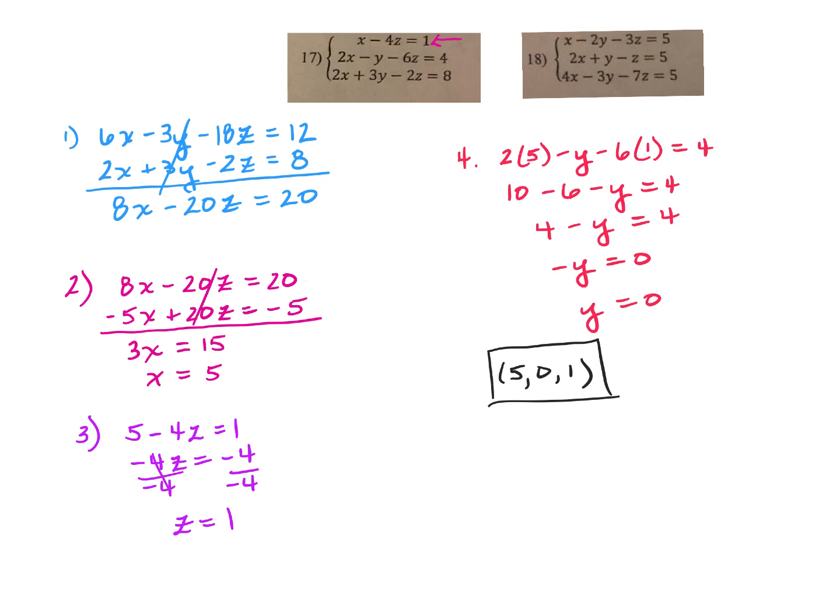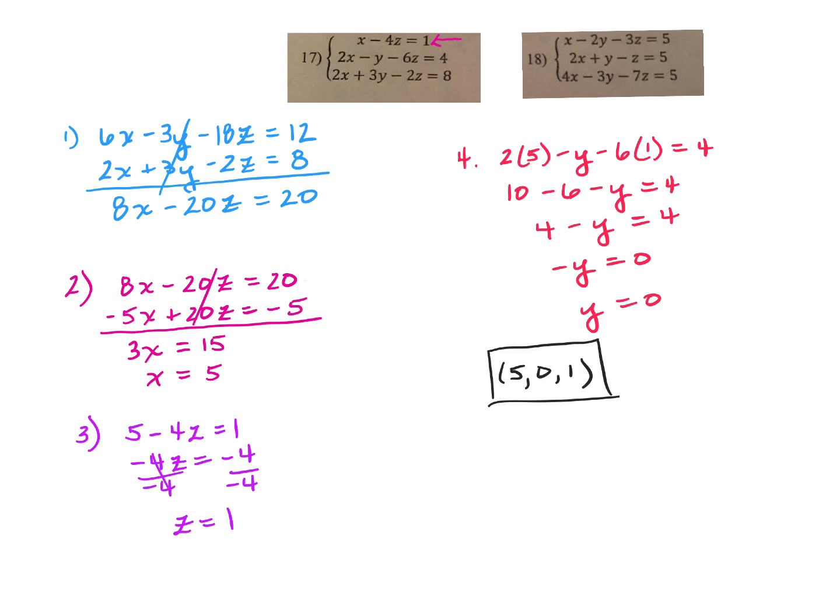So I know that x is 5, z is 1, and now I have to choose one of the 2 equations that has all 3 variables in it and plug in my x and my z values. And when I do that, I get y equals 0. So that's number 17. I think you can follow my work there. If you have questions, email me on that.